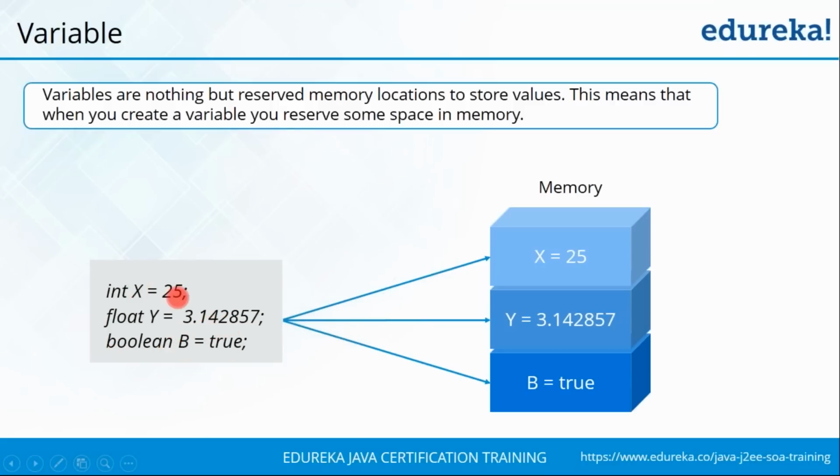Now when you write this statement, a block of memory is allocated for the variable x, and you're going to be storing the value 25 in that. Similarly for y, you're going to be allocating memory and you're going to be storing 3.142857 there. Finally for boolean as well, you'll be allocating 1 bit of memory where you're going to be storing a true or false value. So I hope with this you've got an understanding of what a variable is.